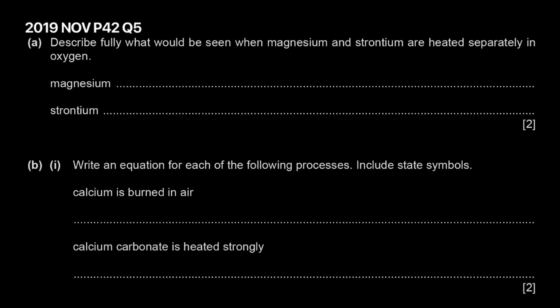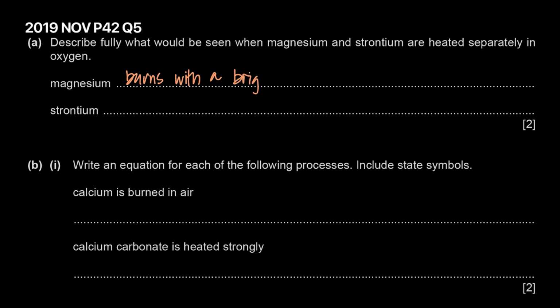So in this question, it says describe fully what you see when magnesium and strontium are heated. This is Group 2 theory from AS. So when you heat them, you've got to remember the flame colors. Magnesium burns with a bright white flame.